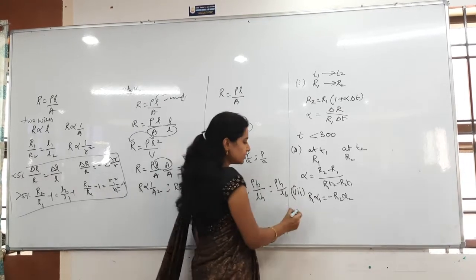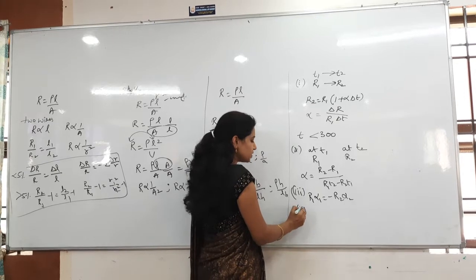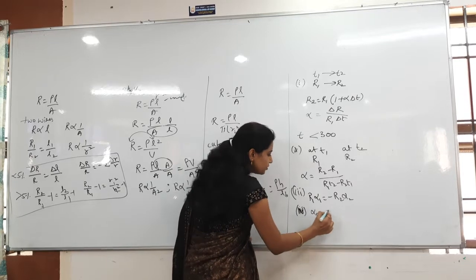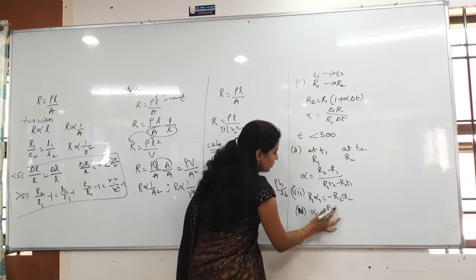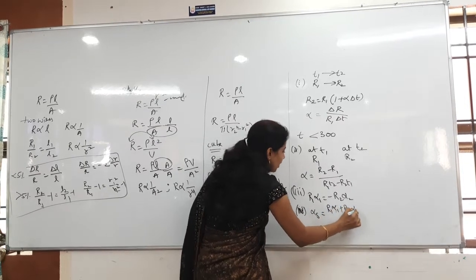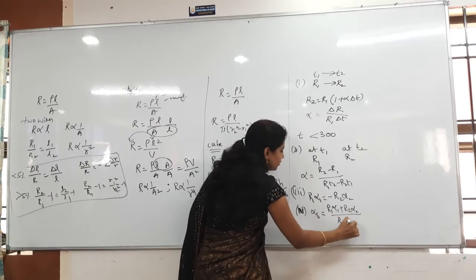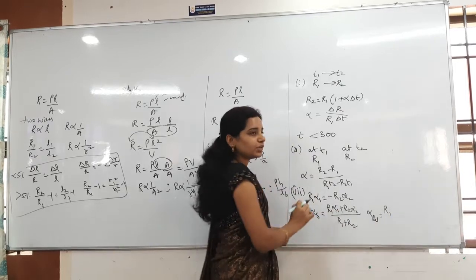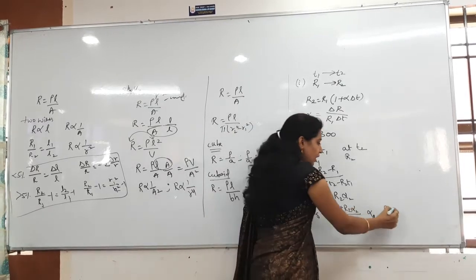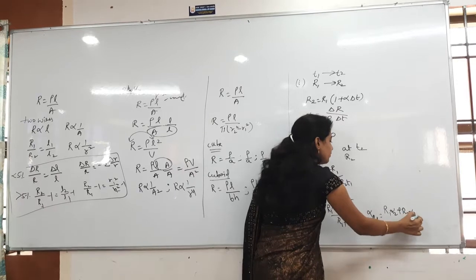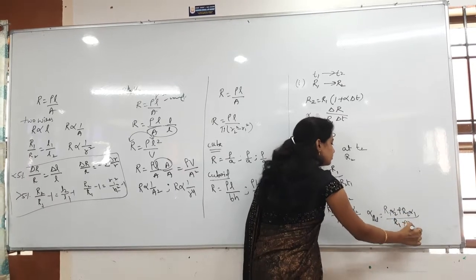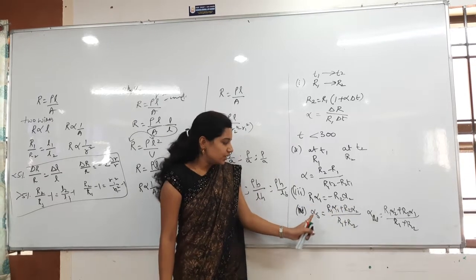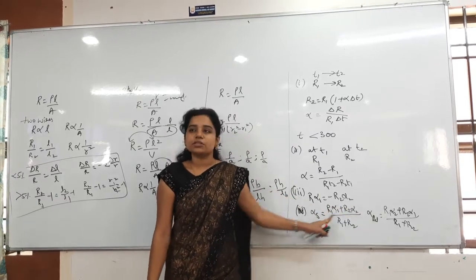Then the next case is, whenever you see a series combination of resistors, what is the formula? Alpha series is equal to (R1 alpha 1 plus R2 alpha 2) by (R1 plus R2). Parallel combination? You will get it in reverse: (R1 alpha 2 plus R2 alpha 1) by (R1 plus R2). Those are the series and parallel combination effective temperature coefficients.